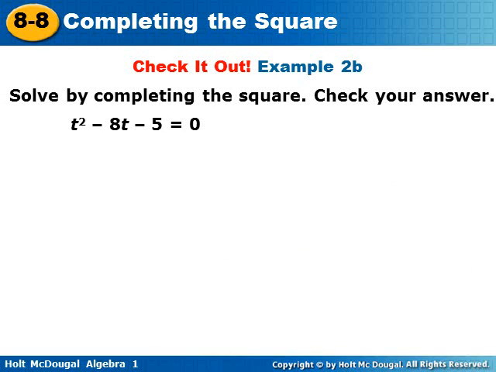Solve by completing the square. Check your answer. t squared minus 8t minus 5 equals 0. This one's for you to try, and then you can check back for your answer.